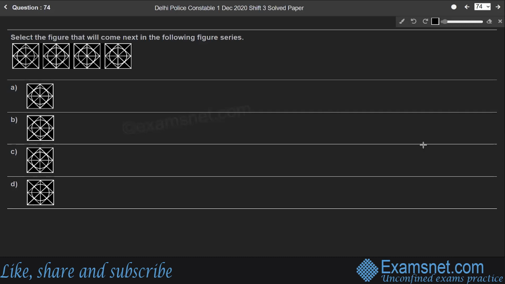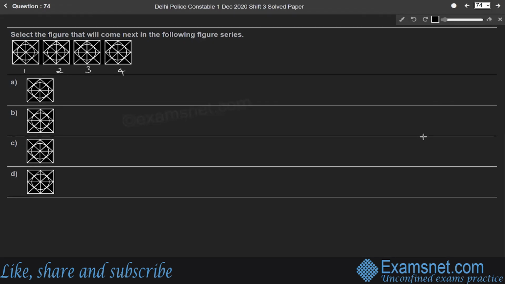Question 74. Select the figure that will come next in the following figure series. The figures are 1, 2, 3, 4, and we have to find the next figure. Option B is the right answer because the outer triangle moves one step in clockwise direction, the circular sector moves two steps in the clockwise direction, and the remaining portion between the circle and the inner square moves one step in the anti-clockwise direction. Therefore, option B will be the correct answer.